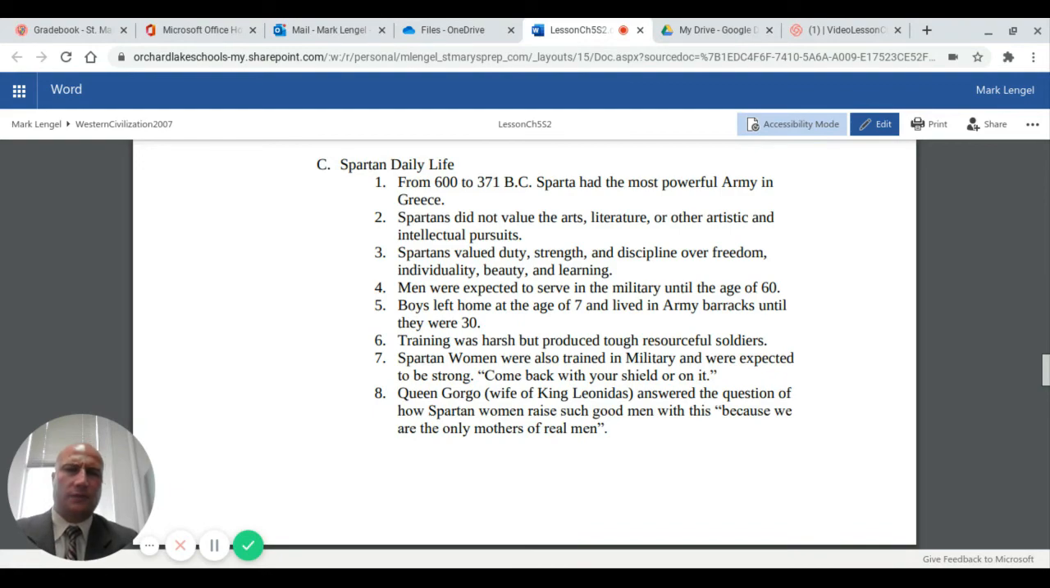Men were expected to serve in the military until the age of 60. That would be pretty much your whole life. Boys would leave home at the age of 7, and they lived in the army barracks until they were about 30.